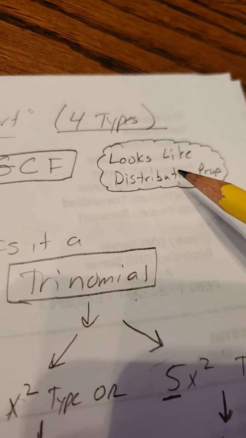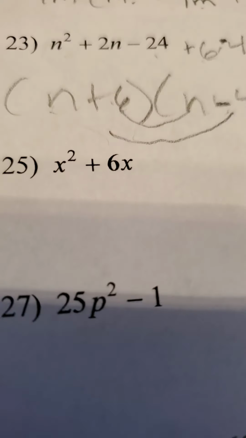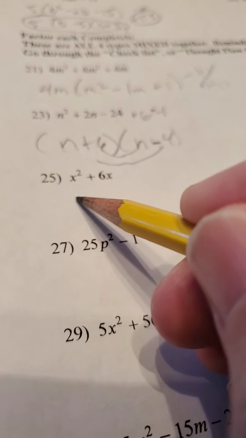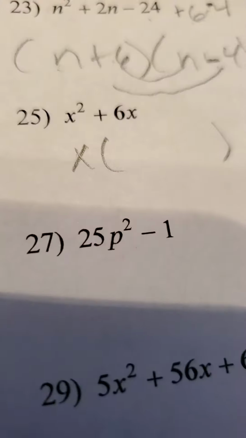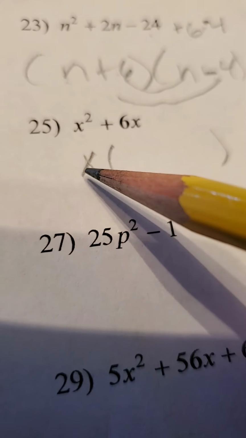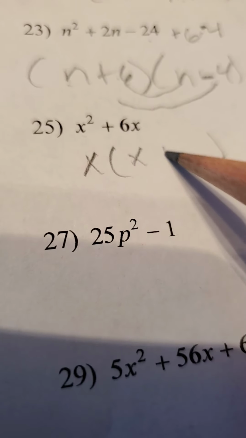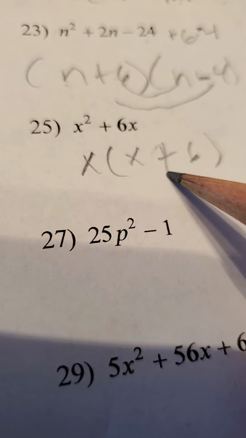Always check for a GCF. It could be a number or a variable. In this case, it's a variable only. They share an x, so I pull an x out, and I'm left with x plus 6.